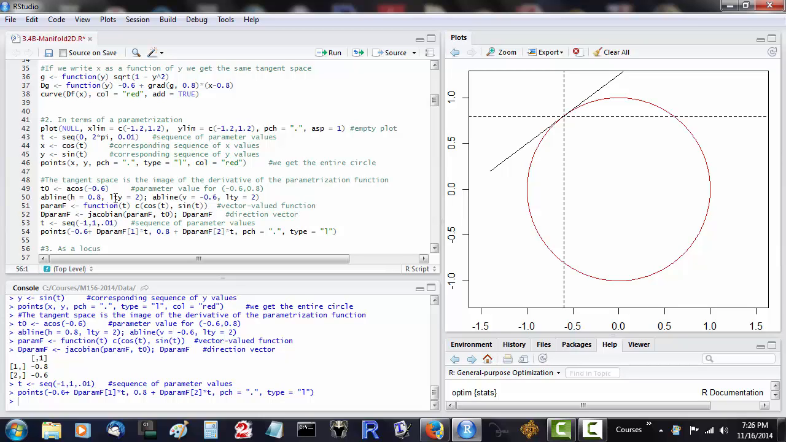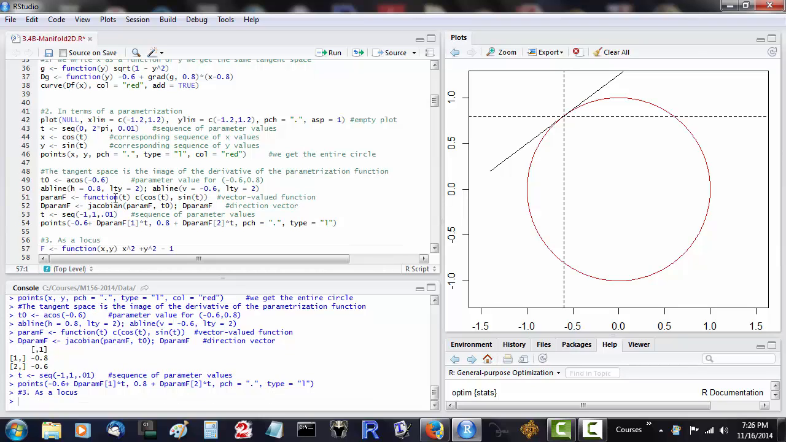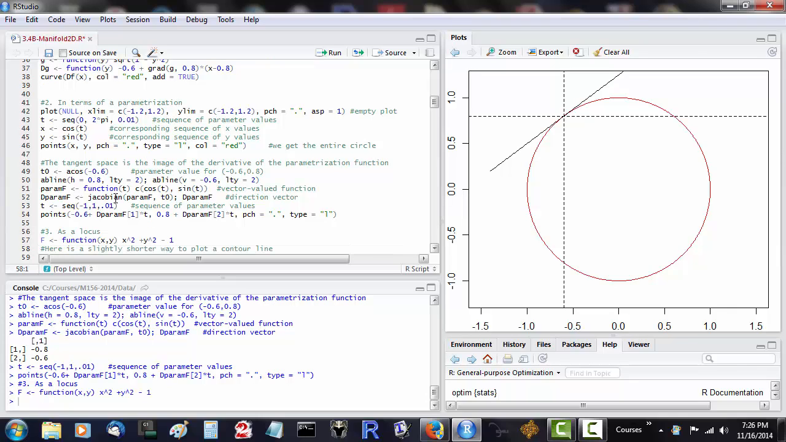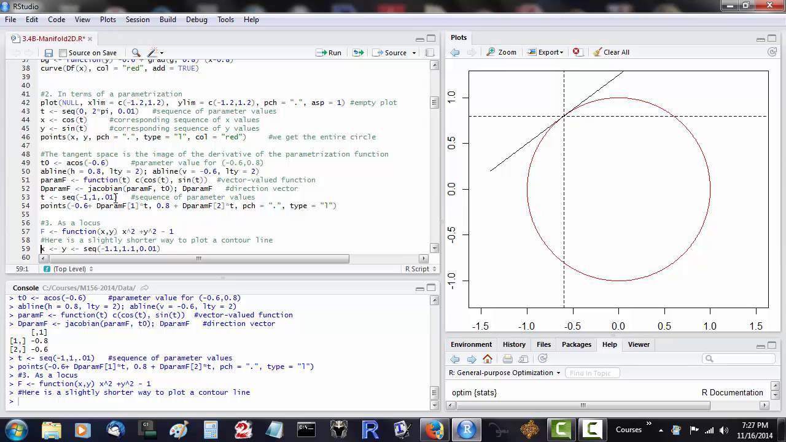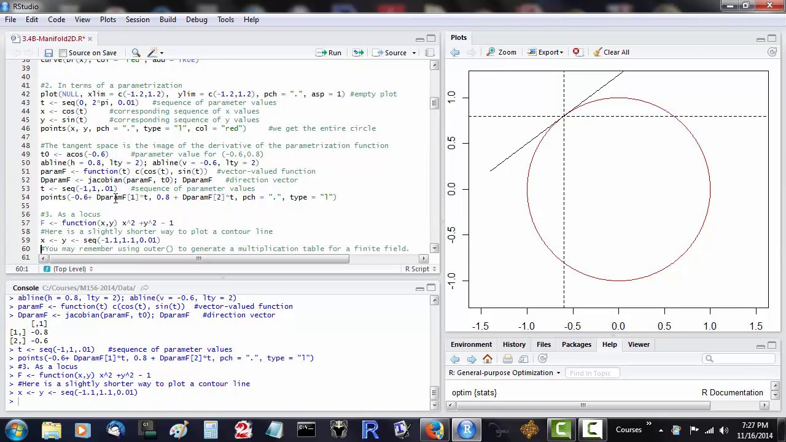But of course I still haven't used the most familiar way of describing a circle. It's the locus of x squared plus y squared minus 1 equals 0. In order to look at that, we want to plot a contour line, and here's a very efficient way of doing it that I discovered on the internet. Both for x and y, I'll use a sequence of points running from minus 1.1 to plus 1.1.